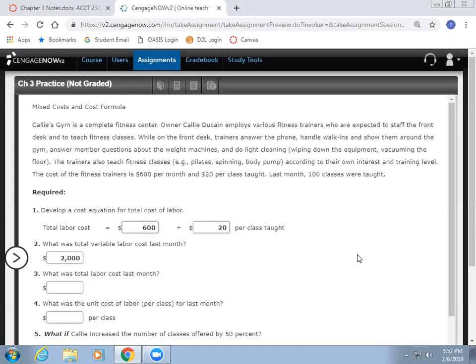Okay, so basically when we're putting this into the formula, that's your fixed. Variable is $20 times 100 classes. So this is this 2,000. Again, this is my fixed, and this portion is variable. Okay. So we're just using that cost equation. So what was my total labor cost for last month? 2,600. Okay, we're just adding it together. Fixed plus variable, 2,600.